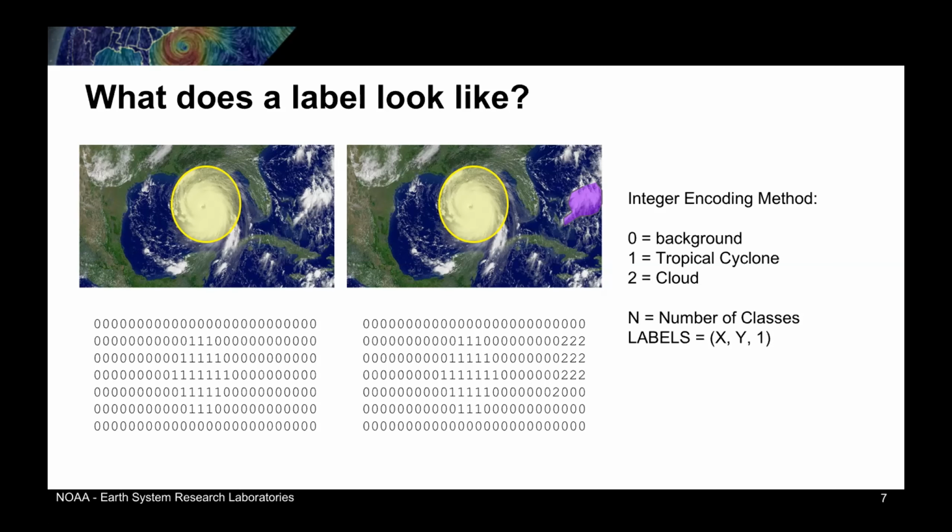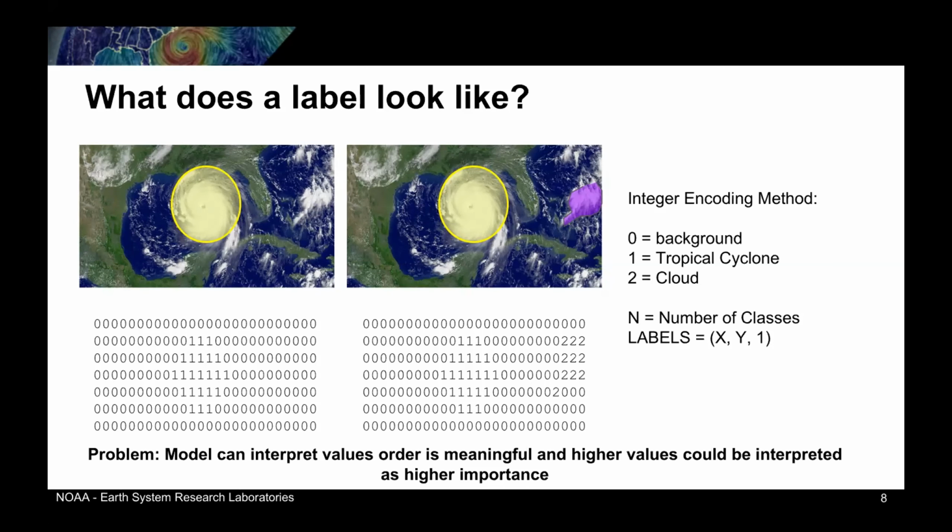Next slide, please. So this can be used. It depends on how many classes you have, but there's a problem here in that the model can interpret the values' order as something meaningful. It could say that higher numbers have a higher importance. This is something we don't necessarily want for our machine learning model. It can imply order or meaningfulness to this array.